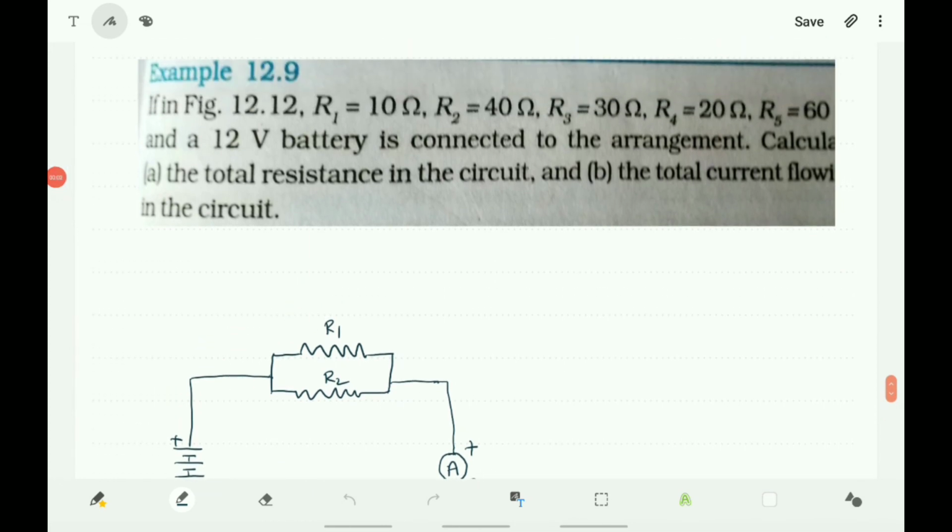In the figure, R1 is equal to 10 ohms, R2 is equal to 40 ohms, R3 is equal to 30 ohms, R4 is equal to 20 ohms, R5 is equal to 60 ohms, and a 12 volt battery is connected to the arrangement. Calculate the total resistance in the circuit and the total current flowing through the circuit.